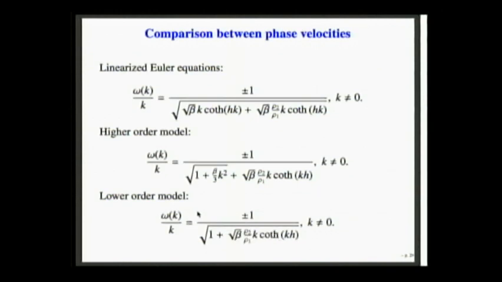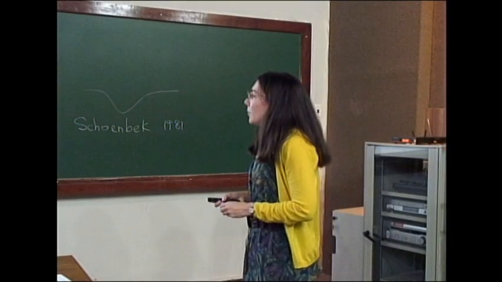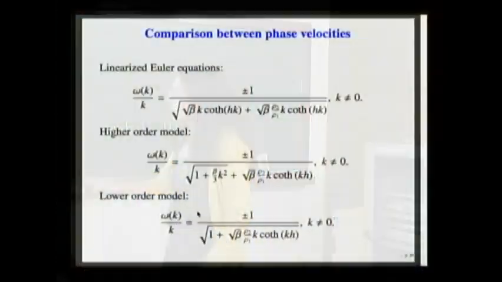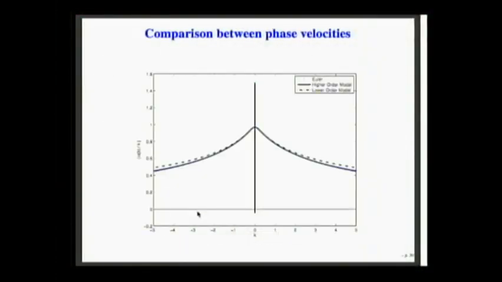And comparing the phase velocities with the linearized Euler equation phase velocity, we see that the higher order model not only captures the component that corresponds to the lower layer, this one here, but also improves the approximation of the term that corresponds to the upper layer. So comparing these two, the phase velocities are more accurate in this higher order model, and that's very important to guarantee that the wave travels at the correct speed, even in the nonlinear case.